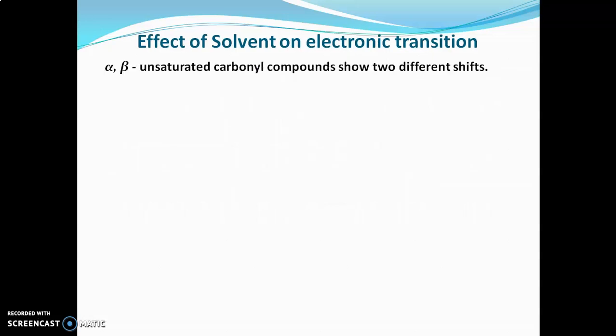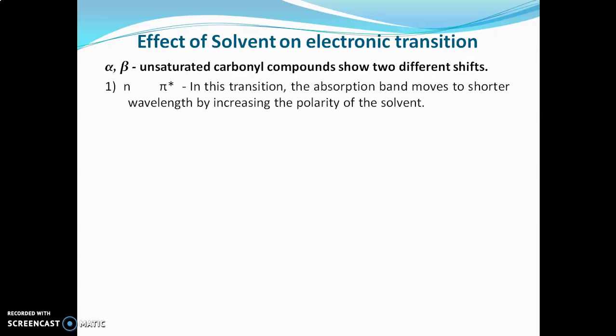Alpha beta unsaturated carbonyl compounds will show two different shifts. Now before that, what are alpha beta unsaturated carbonyl compounds? Alpha beta unsaturated carbonyl compounds are unsaturated aldehydes, unsaturated ketones, unsaturated carboxylic acids or esters. These compounds show two different effects on two different transitions.